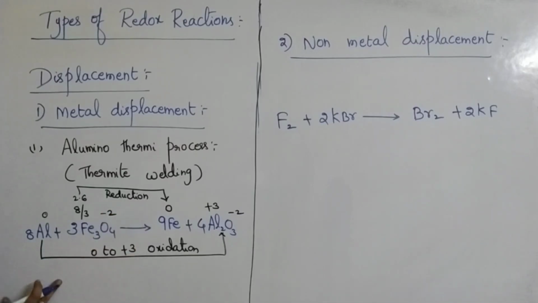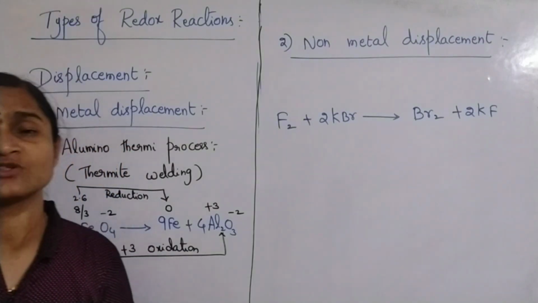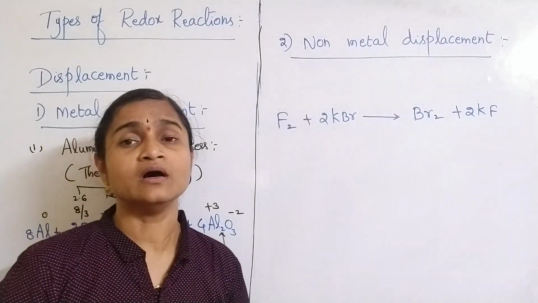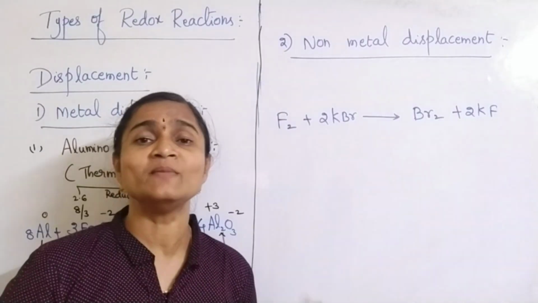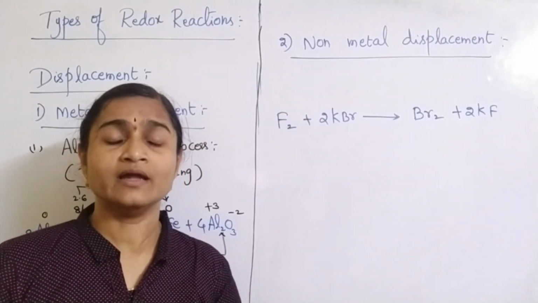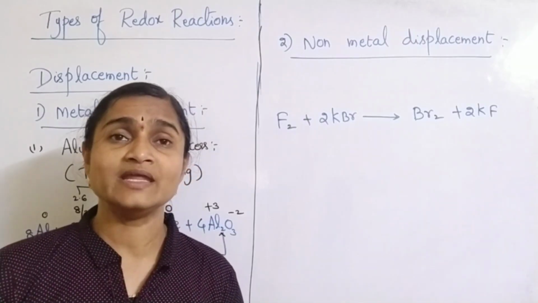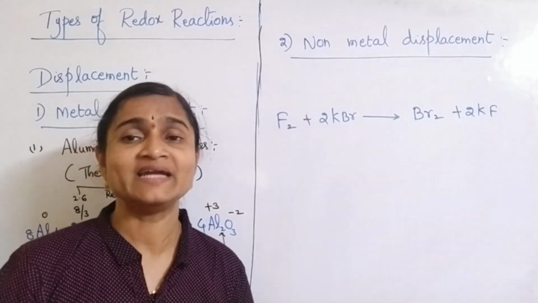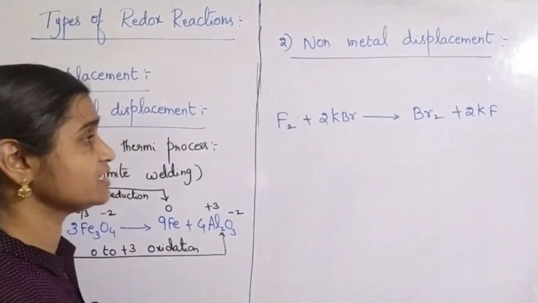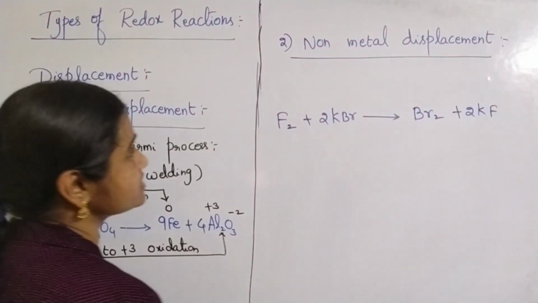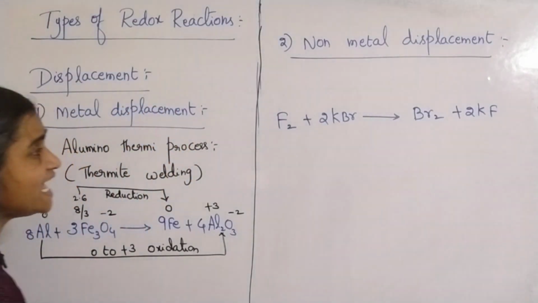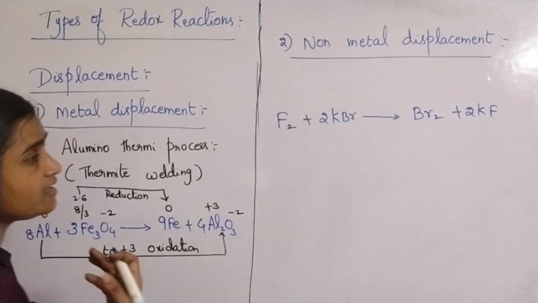Since both oxidation and reduction took place, all types of displacement reactions are redox only. Metal displacement reactions, non-metal displacement reactions, removal of hydrogen, or reaction of acids with metals where hydrogen liberation is happening. All such reactions come under displacement reactions, and all displacement reactions are redox reactions.